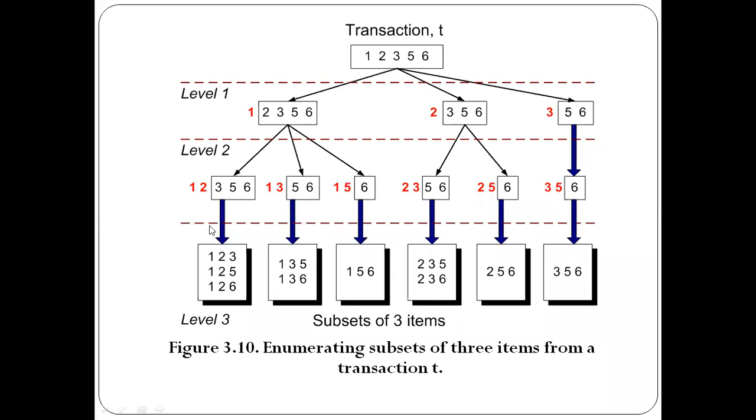Okay. Next at level 3, we will be defining the actual candidate 3-item set by choosing the next element. So it can be either 1 2 3, 1 2 5, and then 1 2 6. And then here it can be either 1 3 5, 1 3 6, and then 1 5 6. Here 2 3 5, and then 2 3 6. Okay, then 2 5 6, 3 5 6. Okay. So this is the enumeration of the candidate item sets.